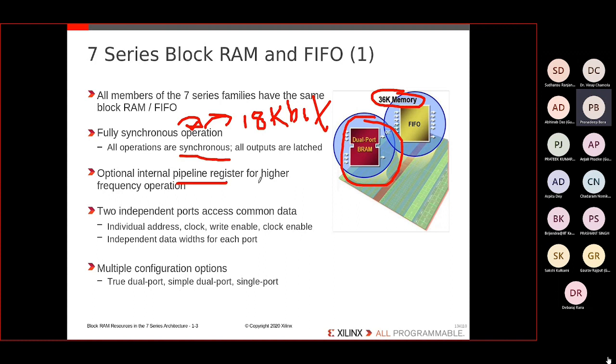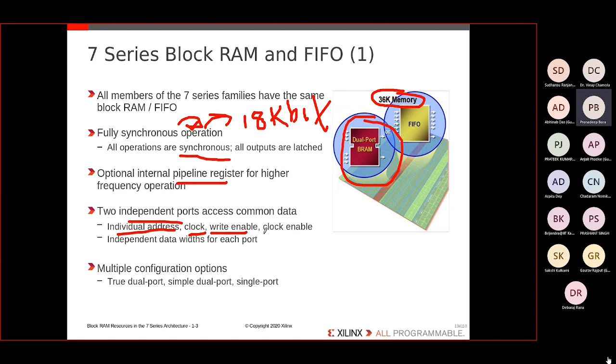Internally, I can do pipelining also. If my memory is huge, internally the gate delay will be more, so I can do pipelining and registering of it. All the inputs and outputs I can have as dual port with independent port access. That means I can have different addresses, different clocks, and different write enables for individual ports. That is not possible using a distributed RAM because it is not a dedicated memory.